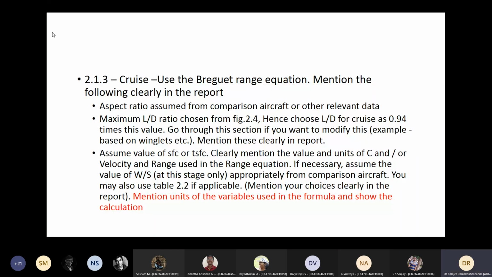So if applicable, you can use table 2.2, which we saw last class. Now what you have chosen, you should mention clearly. Well, I have the book, so I can actually have the whole table. You don't have to reproduce the table there, but you say that from table 2.2, I have chosen this value for this. If you can justify why you have chosen that value, use the justification.